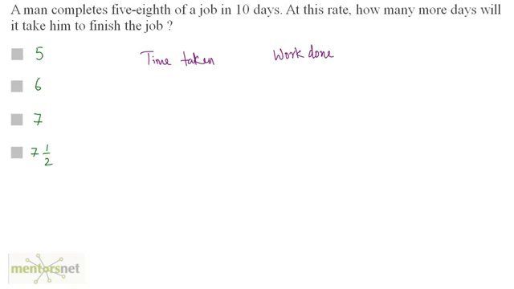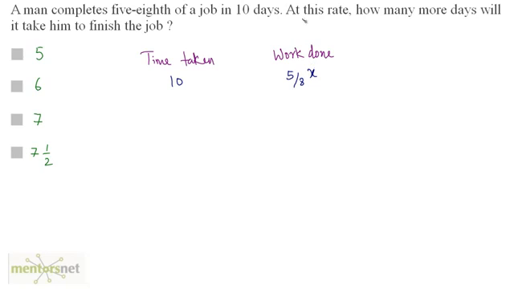So a man completes 5/8 of a job in 10 days. So the time taken is 10 days and he completes 5/8 of a job. So 5/8 is the work done. Now let us assume that the total work done is X, right? So in 10 days he does 5/8 of X.